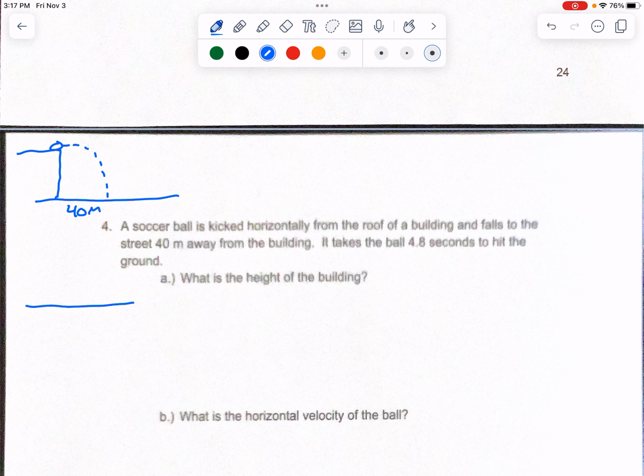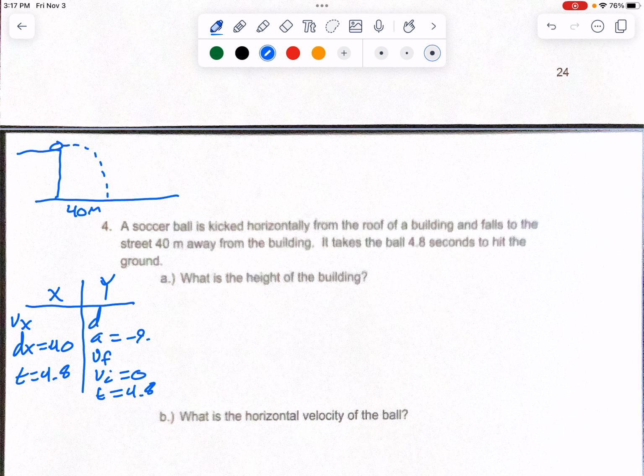So what I'm going to do is go ahead and set up my t-chart. So x, y, so Vx, dx, and t, and then dy, Vy, and t over here. Okay, so 40 meters away from the building, that is a horizontal distance, so I'm going to put that on my horizontal side, so please be careful on where you put things. Do not put that on the vertical side. Okay, and I gave you time, 4.8 seconds. Time can go on both sides. I'm going to go ahead and plug it on both sides. Okay, time is the only thing that can go back and forth. We know Vi is 0, and then a is negative 9.8.